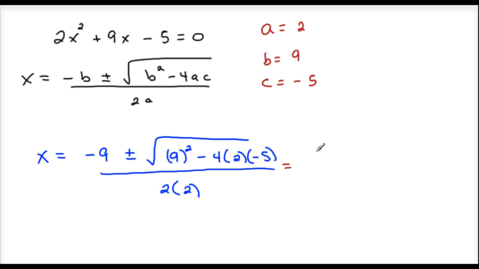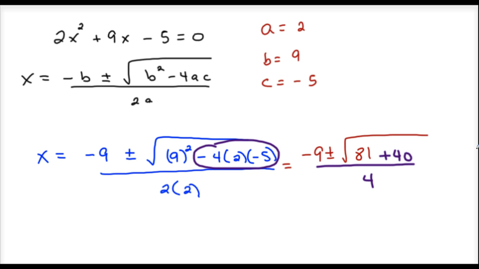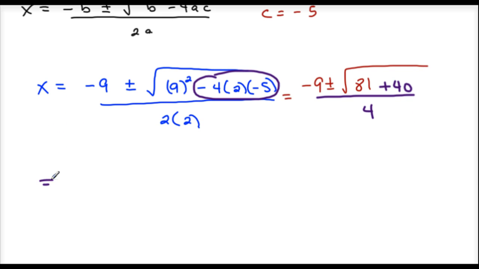Simplify. This is going to be negative 9 plus or minus the square root of 81. Alright, so again, when you look at this piece here, look at this all together. So you have negative 4 times 2 times negative 5. Negative 4 times 2 is negative 8. Negative 8 times negative 5 is positive 40, all over 4. Simplify this again. I'm going to bring it down here. Negative 9 plus or minus the square root of 81 plus 40, 121, over 4.